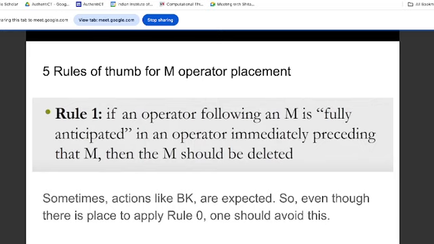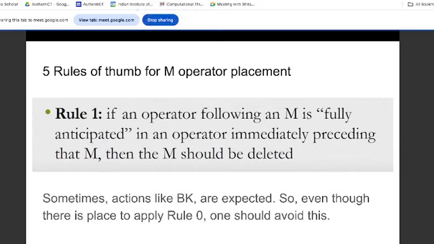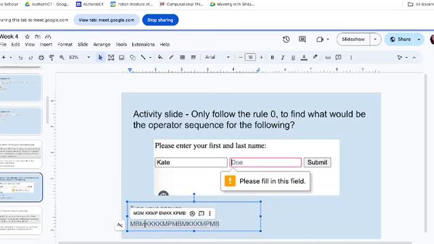So rule number 1 is, if an operator following an M is fully anticipated, you are already expecting that is the only thing that you can do. So that is why you clicked B. So that's why, if an operator is immediately preceding that M, then M should be deleted. So that takeaway forces me to take away this one. So these M are going away. We'll not cut them, we will do this.